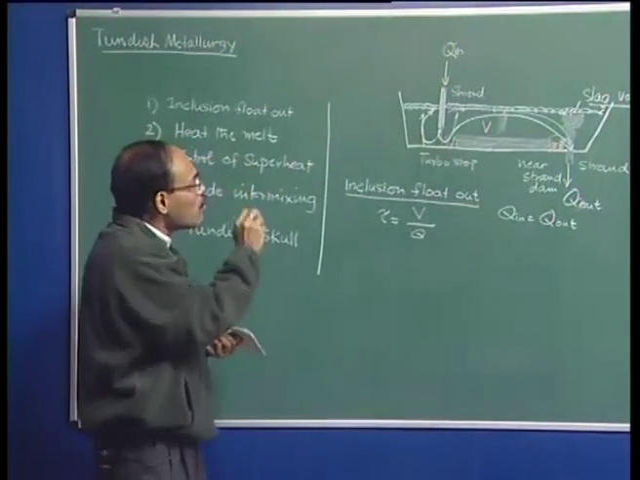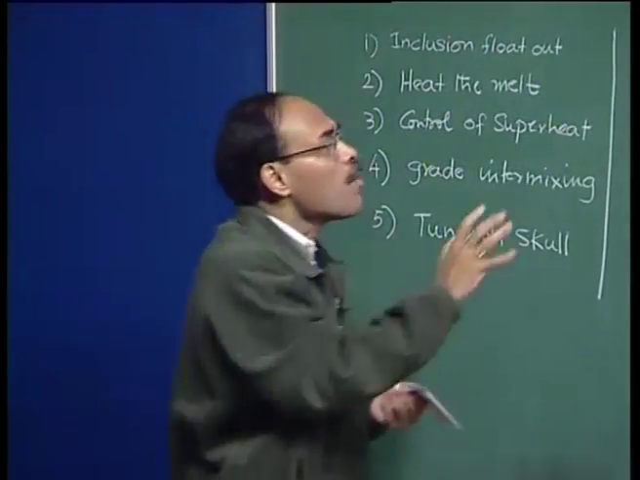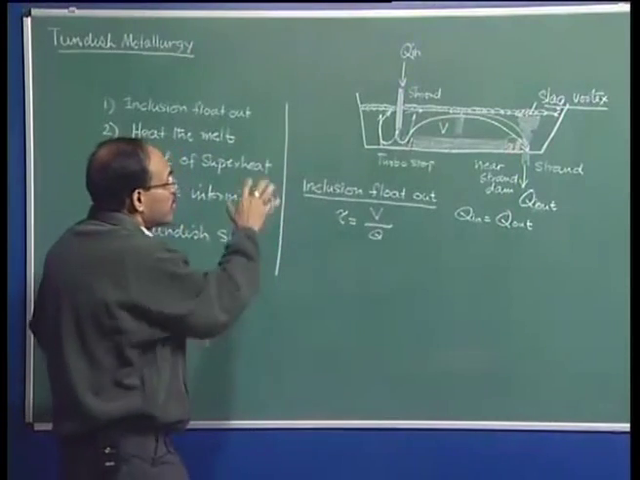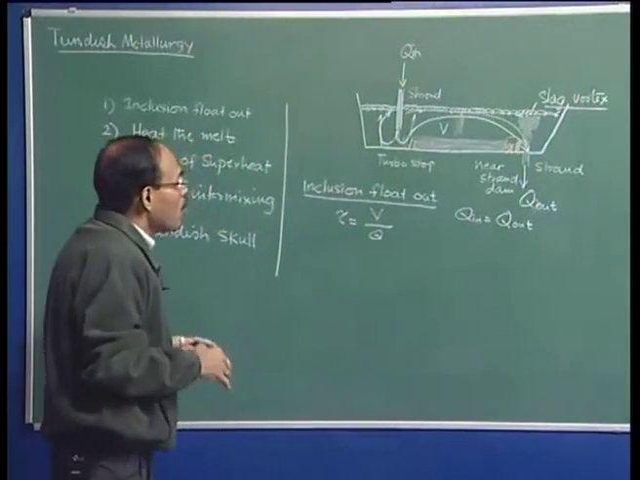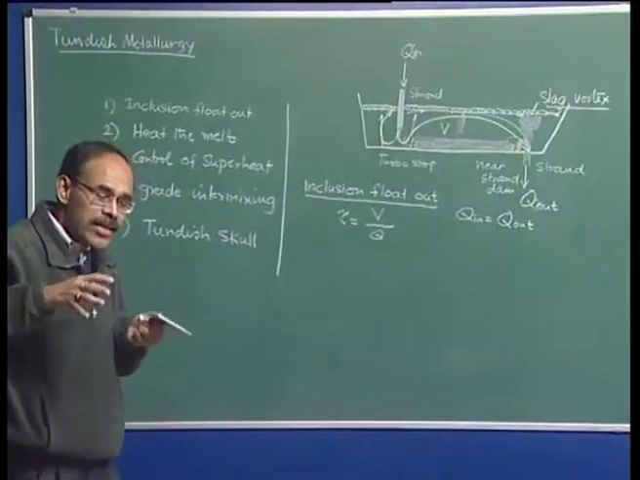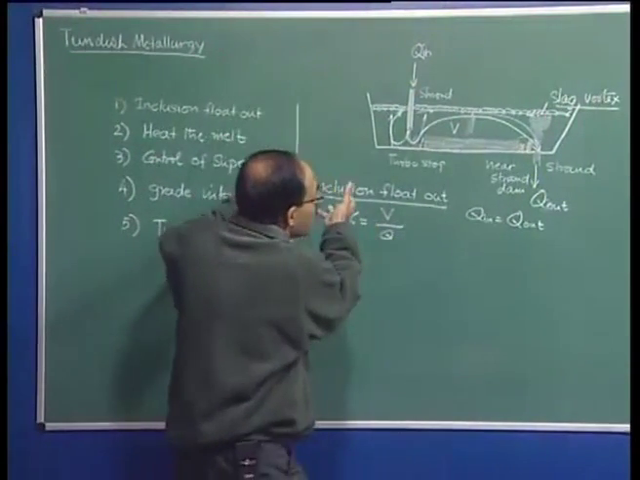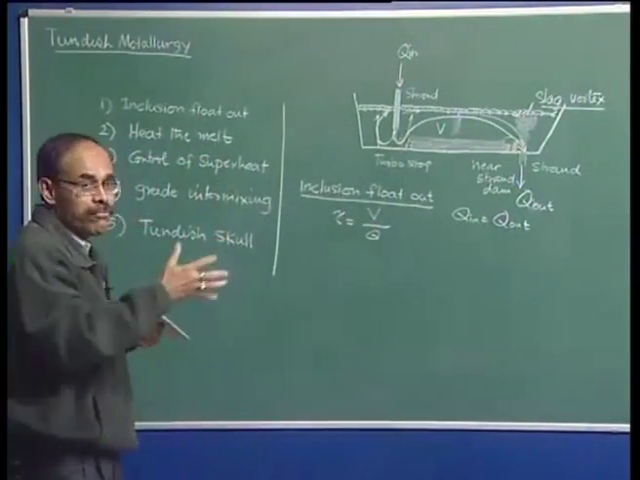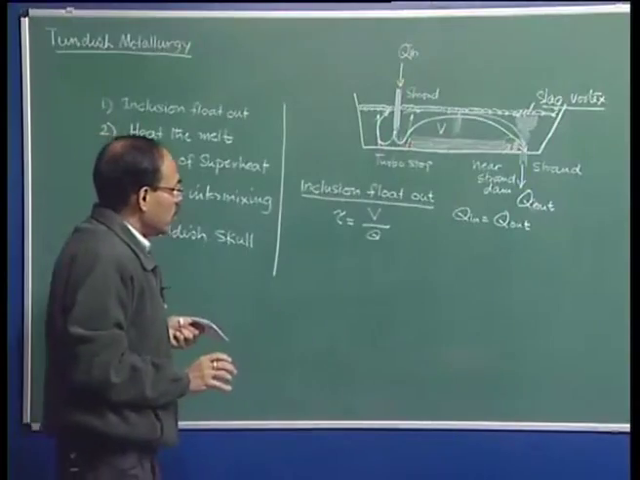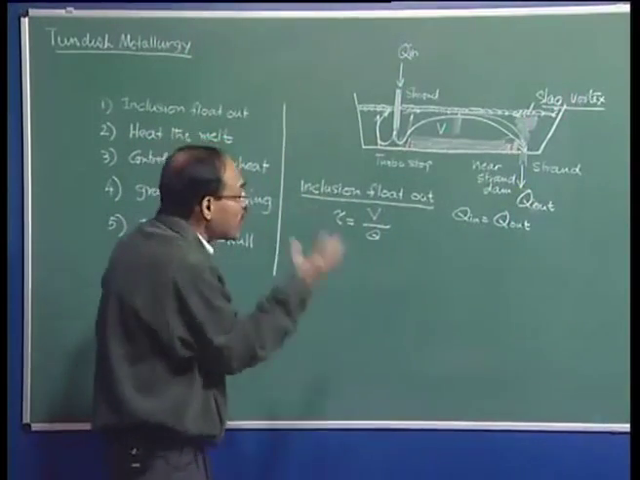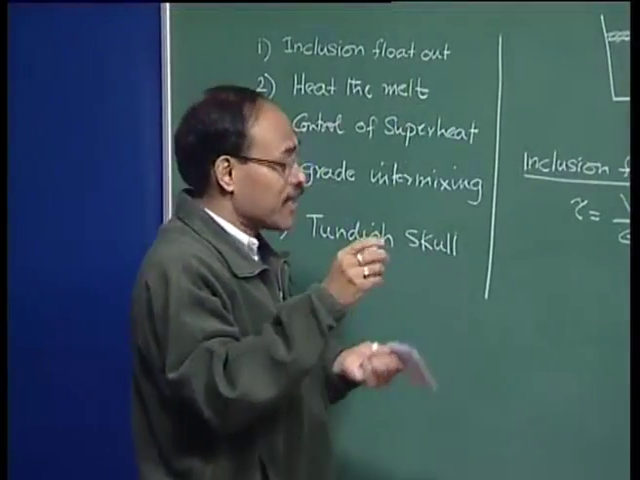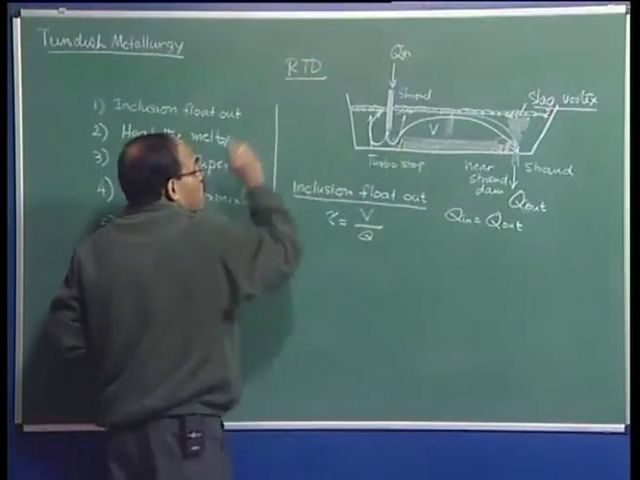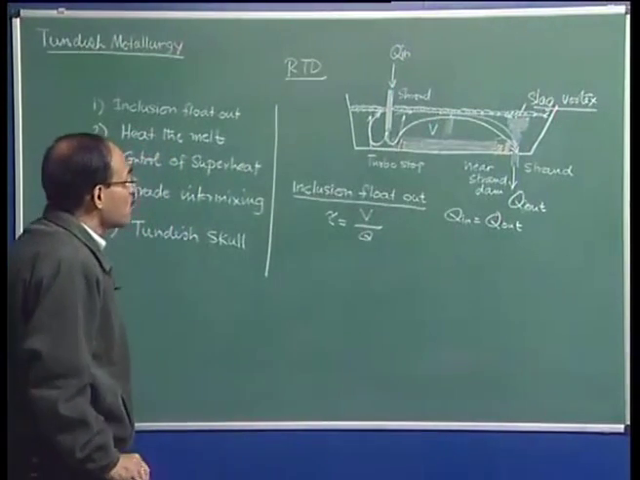So, therefore, for inclusion float out, we do not require too much mixing in the system, but rather we require some amount of plug flow or dispersed plug flow, which is like a quiescent flow moving gradually from the inlet region to the outlet region. That is the kind of flow that is going to give rise to inclusion float out. And whether we have mixed flow or plug flow follows from the theory of residence time distributions. Now, how do you obtain residence time distributions in a tundish?